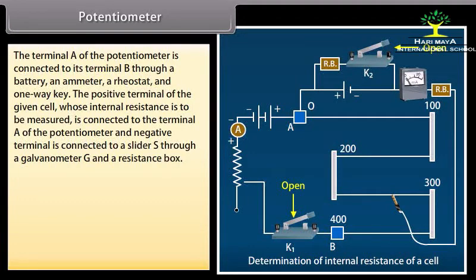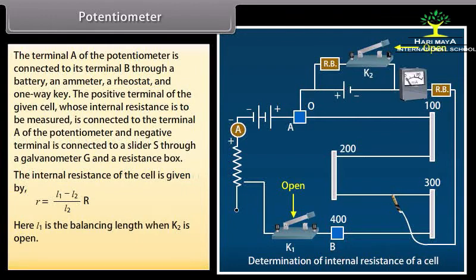The internal resistance of the cell is given by r is equal to (L1 minus L2) upon L2 multiplied by R. Here, L1 is the balancing length when K2 is open. L2 is the balancing length when K1 is open.